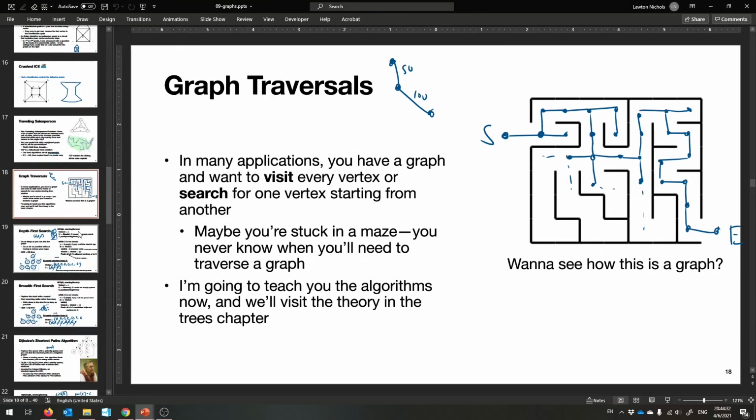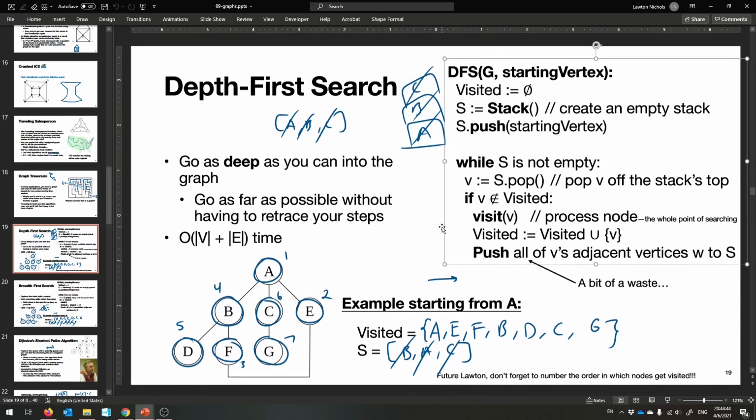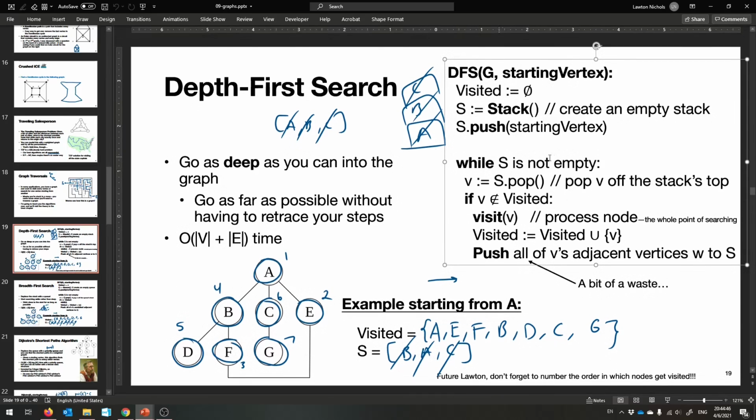So graph traversals, depth first search. Remember, it used a stack, right? We pushed our starting vertex, and then we just made a tree out of this graph. We really did make a tree, okay? And we just picked off a vertex at a time, added it to our visited set, and if we wanted to save the edges, this would have made the tree.